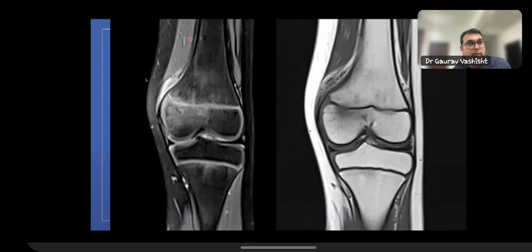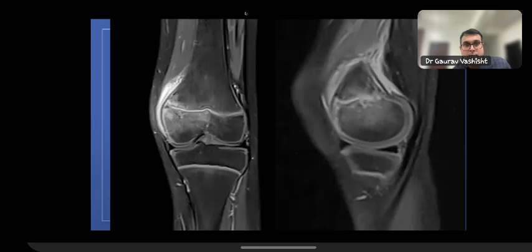Someone said osteomyelitis, physeal bar, eosinophilic granuloma. But this is a diffuse disease which we are seeing. Osteomyelitis, subacute osteomyelitis, JIA. Good, you're thinking.